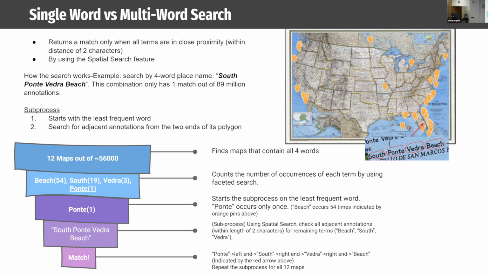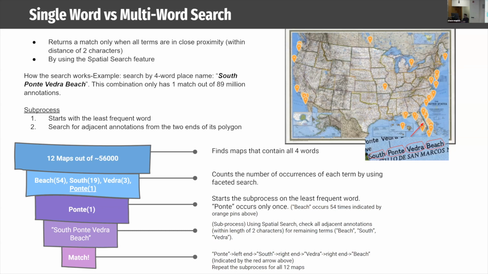First, the process starts with trying to find all the maps that contain all 4 words. And in this example, there are 12 of them. Then it counts the number of occurrences of each term by using Solr faceted search. As shown on this map above, there are 54 occurrences of the word beach, but just 1 occurrence of the term Ponte. We want to minimize the number of times we have to run the following subprocess, so we will only run it on the least frequent word, which is Ponte in this case.